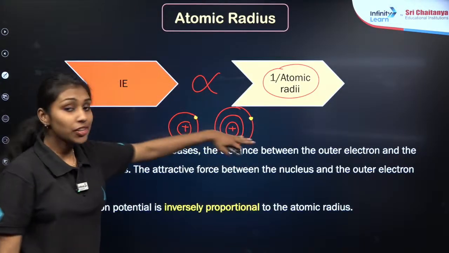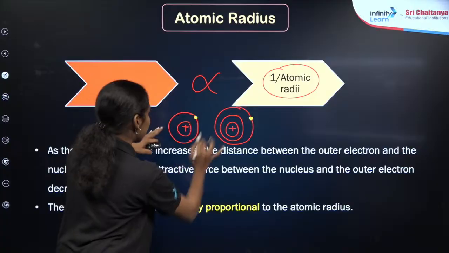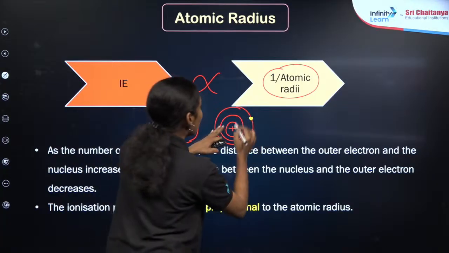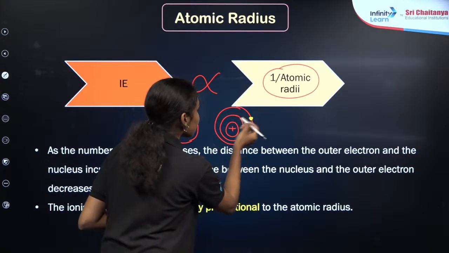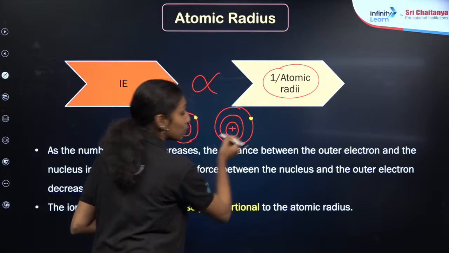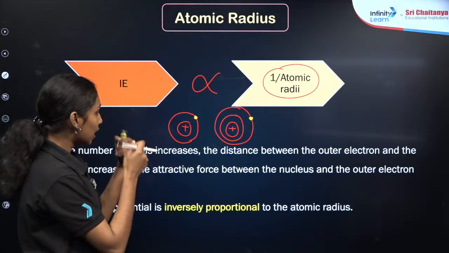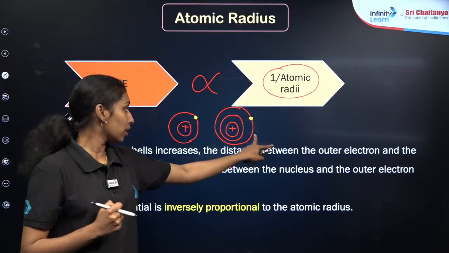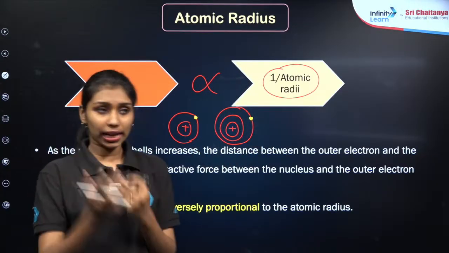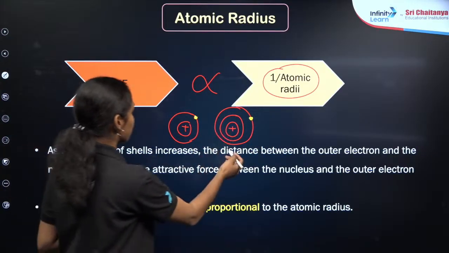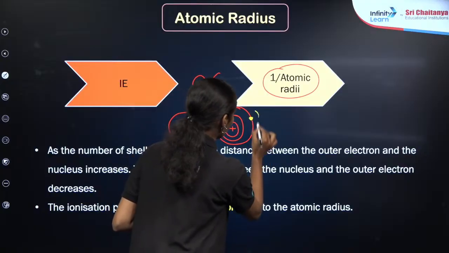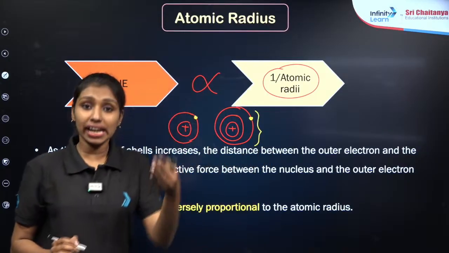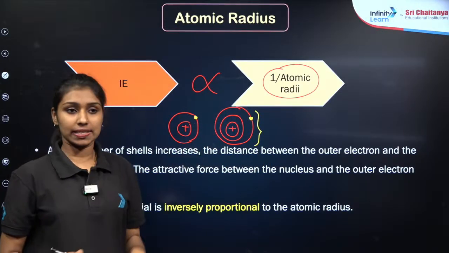as the size of the atom increases, the number of shells increases, which means that the attraction between this electron and the nucleus will be very less. Because of that, we can remove the electron easily. There is no need of more energy to release this electron from the valence shell. Clear? Which means as the atomic radii increases, ionization energy decreases.